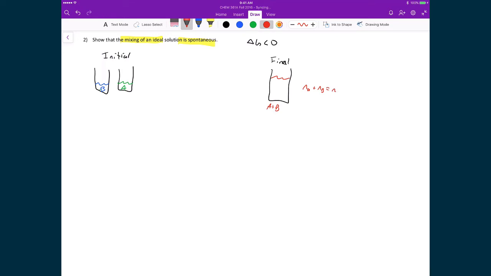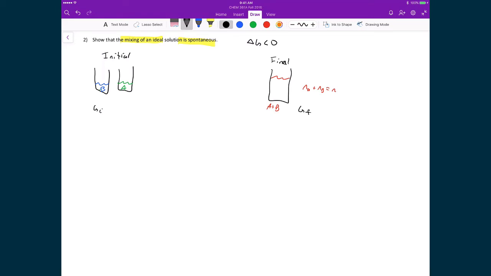And so what we're going to do is calculate the initial and the final Gibbs free energy. Here we'll find the initial Gibbs free energy. From this we'll find the final. And then we'll just subtract the two, and if it's less than zero, then we know that the process of mixing these two things together is spontaneous.